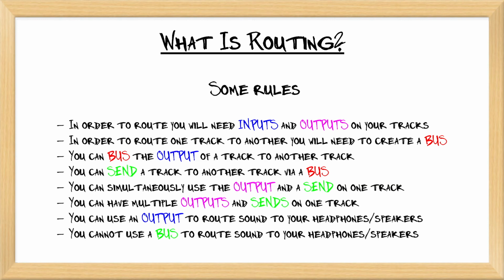Okay, so here's some rules. If you're routing, your tracks are going to need inputs and outputs. In order to route one track to another track, you will need to create a bus. You can then bus the output of a track to another track. You can also send a track to another track via a bus. You can simultaneously use the output and a send on one track. You can even have multiple outputs and sends on one track.